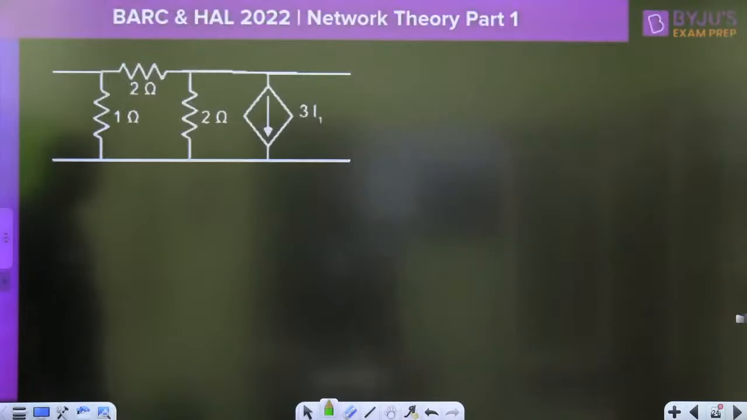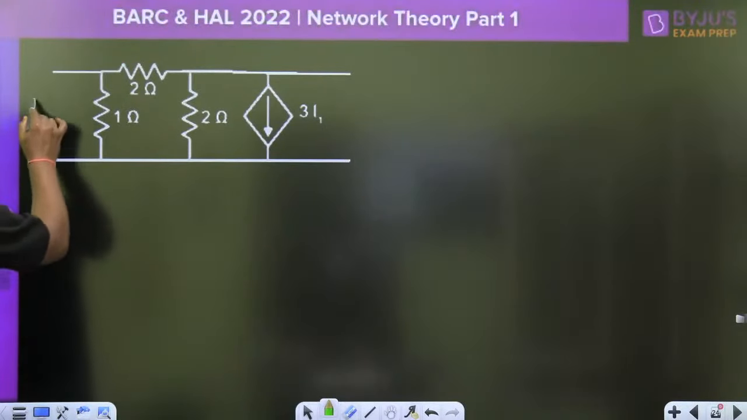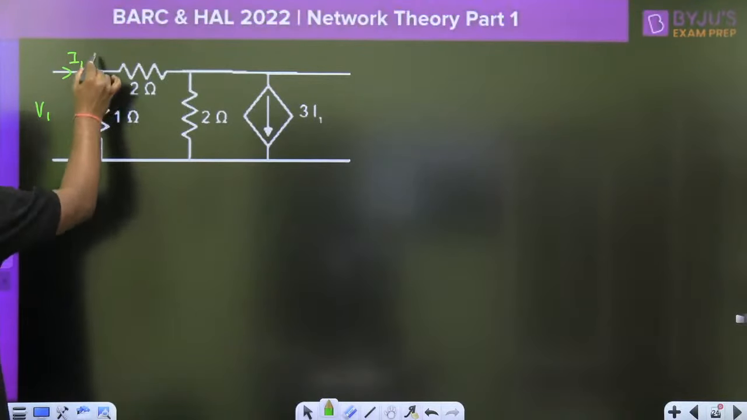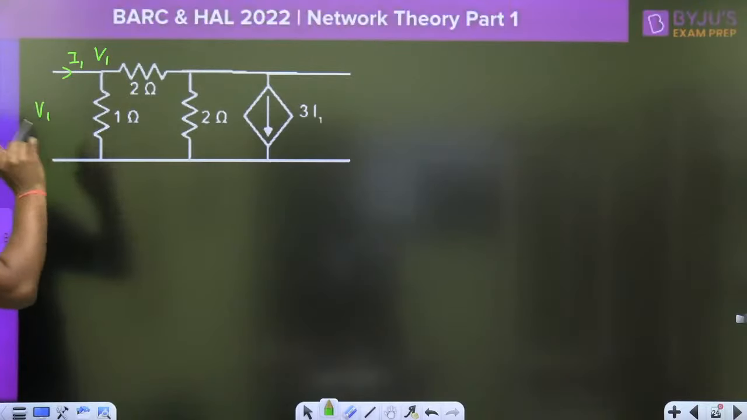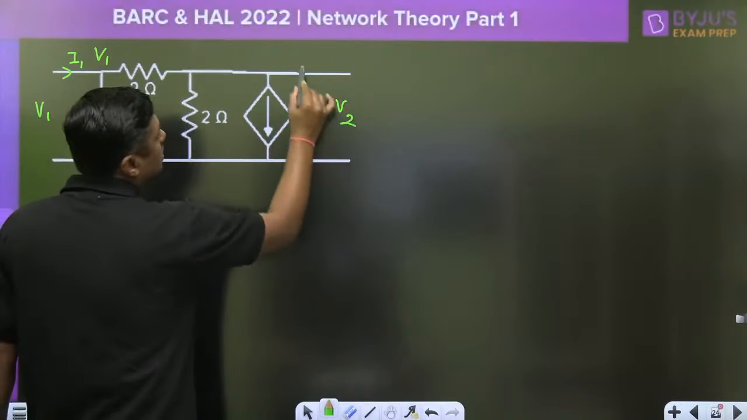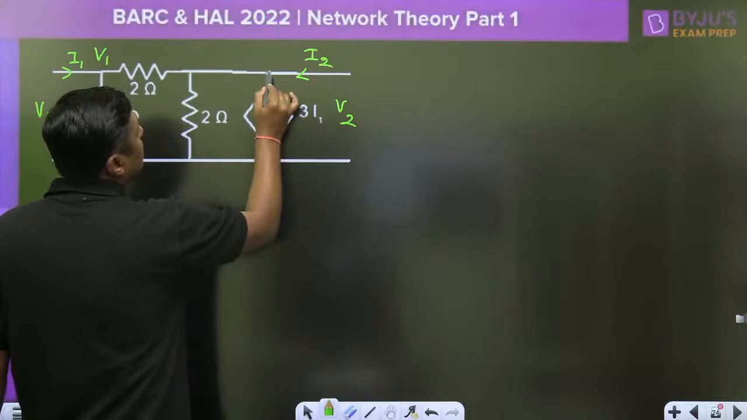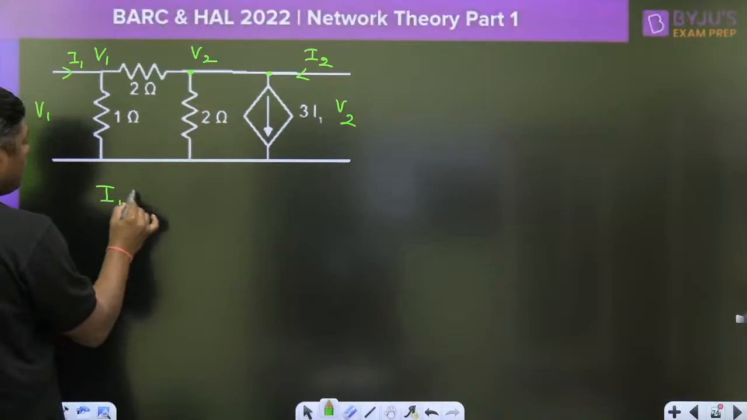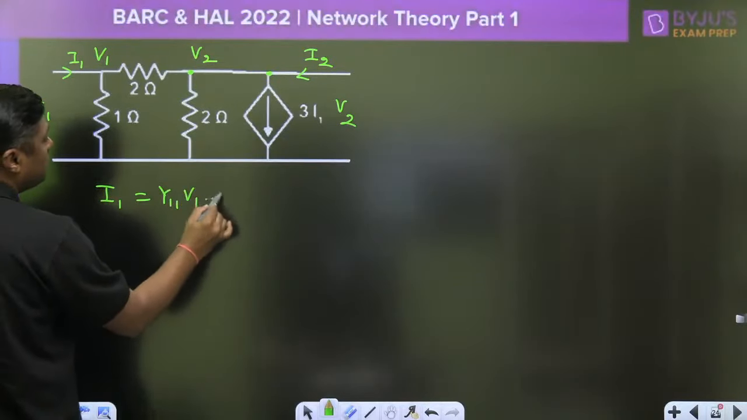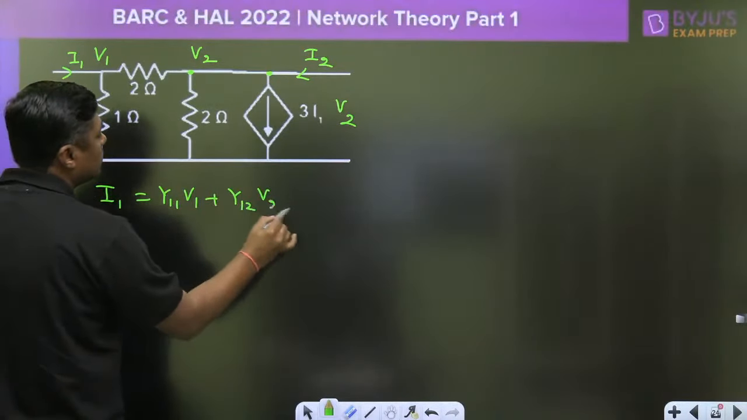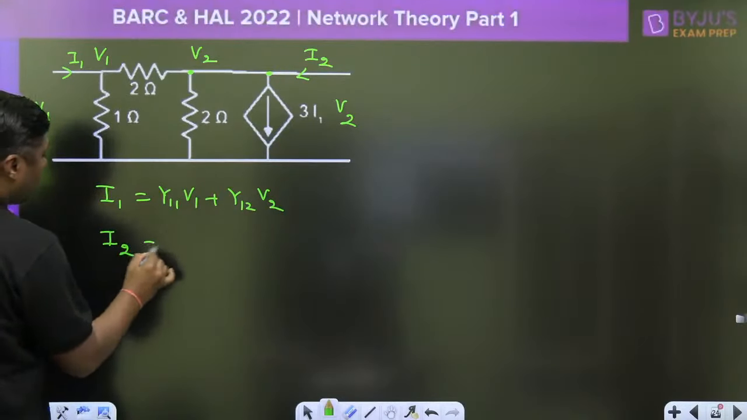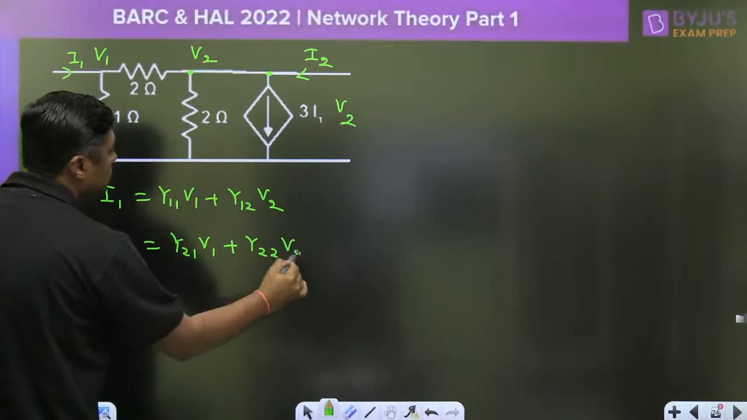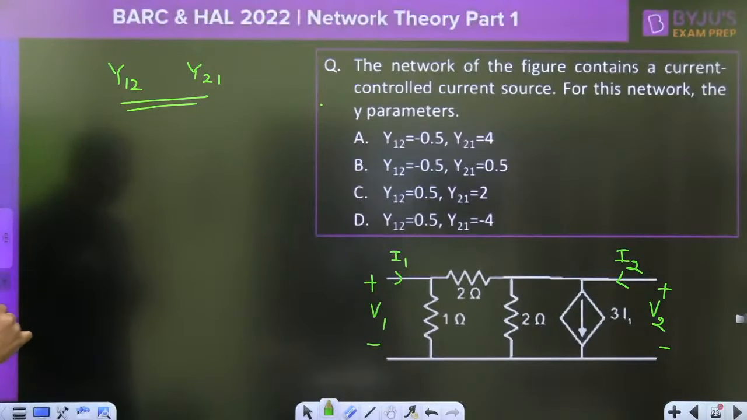Now this is the V1, this is the I1. Always remember, in a two port network, this is the V1. If Y parameter is asked, this is the V2, this is the I2. This voltage is also V2. And what is the Y parameter? I1 is equal to Y11 V1 plus Y12 V2, and I2 is equal to Y21 V1 plus Y22 V2.